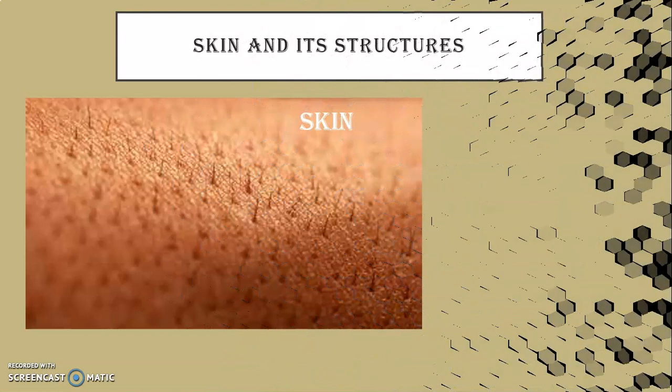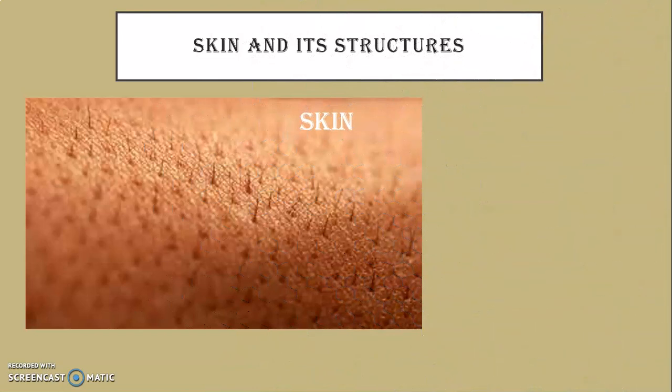Let's start with the skin. The skin is only a few millimeters thick but is the largest organ in the body. The average person's skin weighs about 10 pounds and has a surface area of almost 20 square feet. The skin performs many functions for the body.